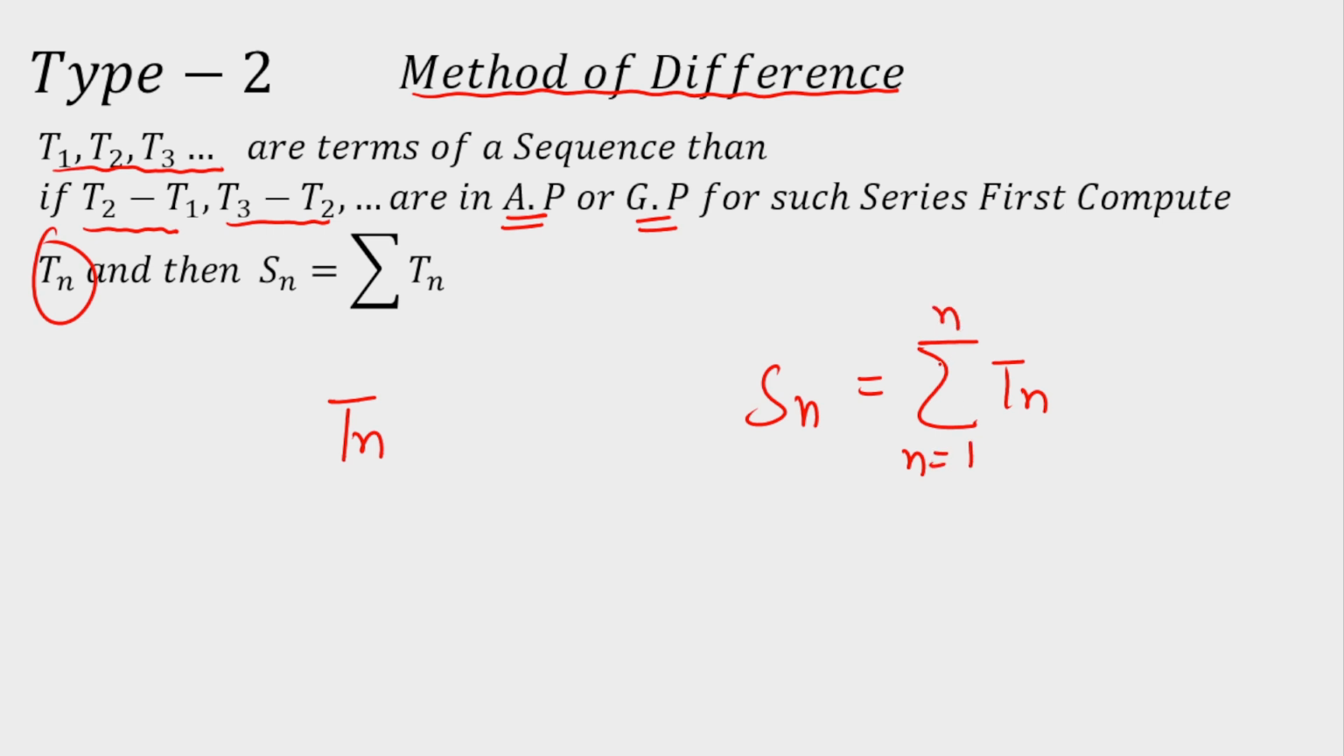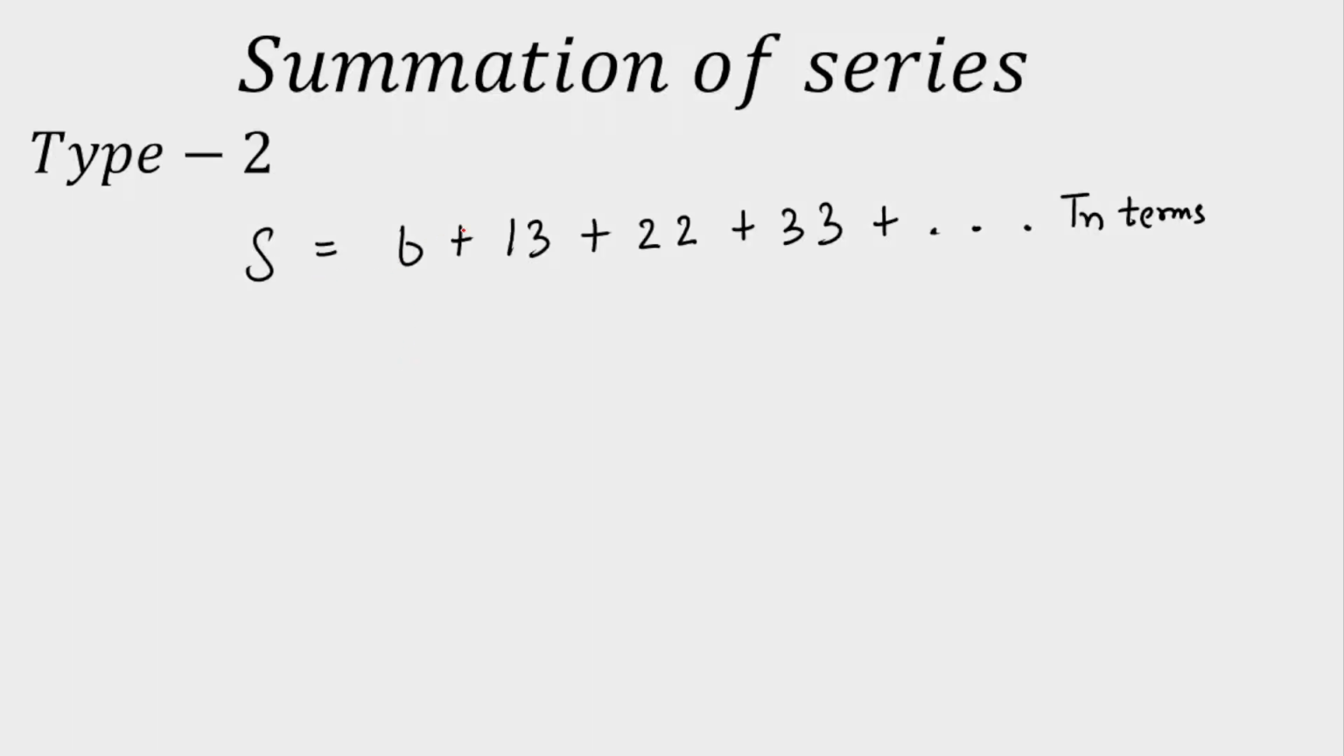It's given in the question. So let's start with the question. You will get more of a feel from the question only. Now the question is, find the summation of this series where n terms are given and the first term is 6, the second term is 30 and so on.